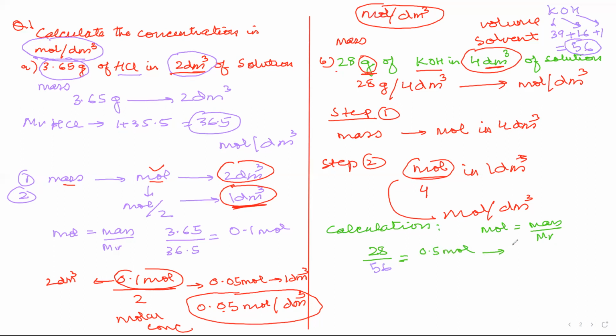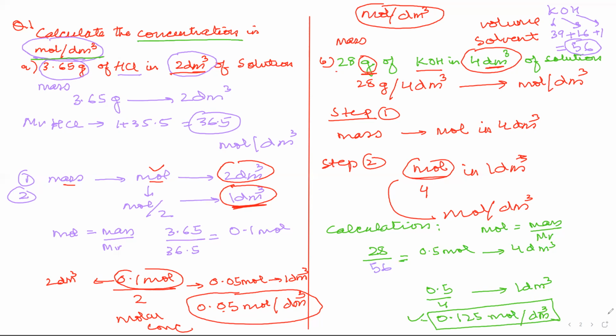But these many moles are there in 4 dm cube. So in order to get 1 dm cube, we will divide 0.5 by 4, and we are getting the answer as 0.125 moles per dm cube. So after dividing by 4, we get the number of moles present in 1 dm cube. This is how we calculate the concentration in mole per dm cube. I hope I'm clear. This is a very simple form of the question. Let's move on to the next step.